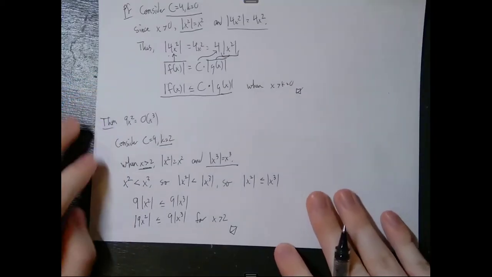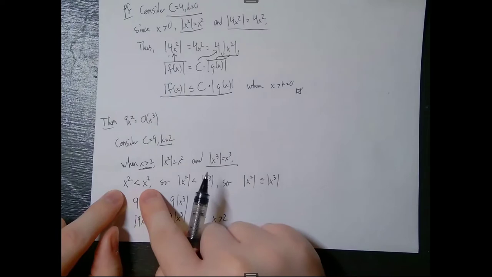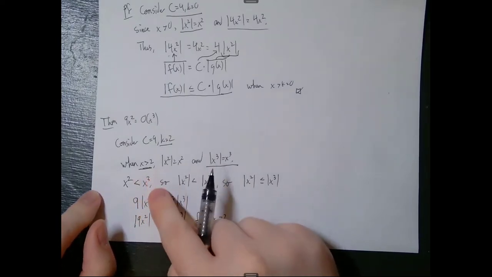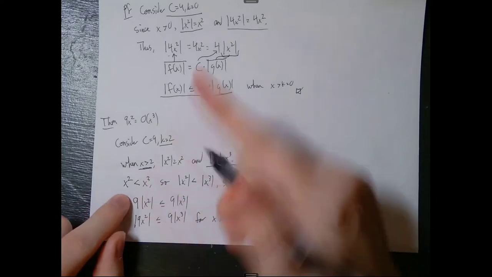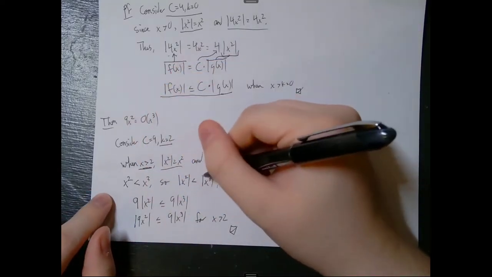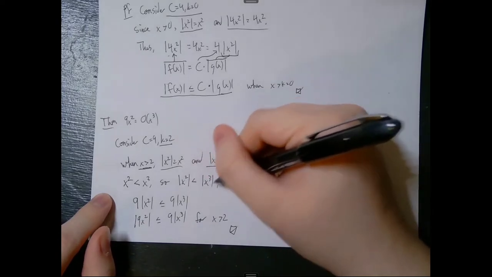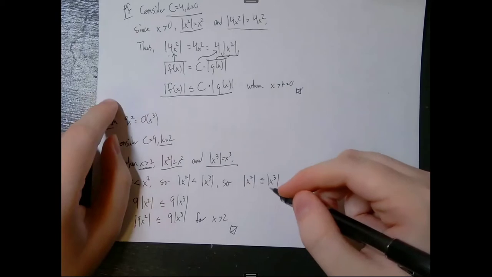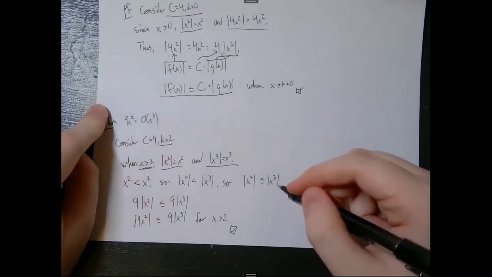Now what I do here is I say x squared is certainly less than x cubed because x is greater than 2. So because of this, and by these two equalities, the absolute value of x squared is certainly less than the absolute value of x cubed, which means that the absolute value of x squared is certainly less than or equal to the absolute value of x cubed.